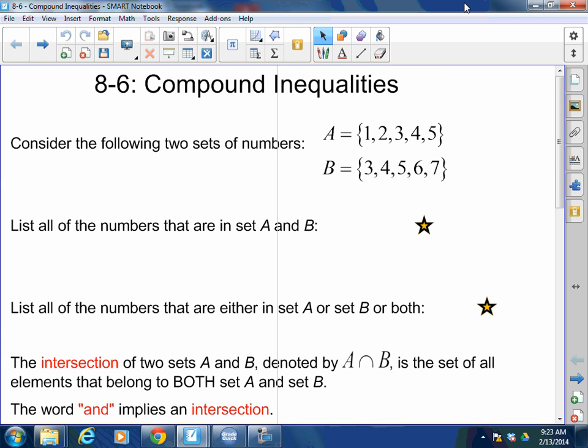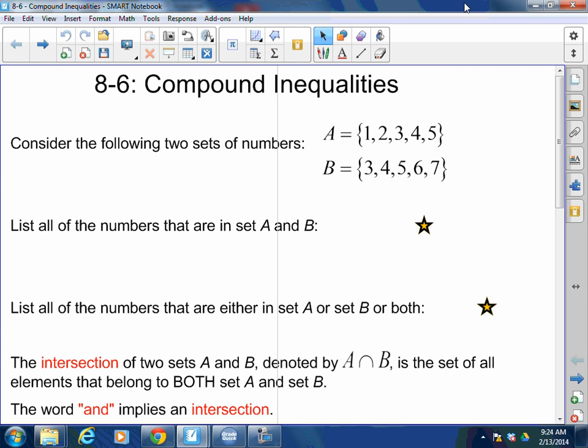Today we're going to shift gears a little bit, and we're going to talk about compound inequalities. Think about a compound word. A compound word is two words together into one, right? Well, that's what a compound inequality is. It's two inequalities combined into one. Now, before I do that, I want to talk to you guys a little bit about sets, unions, and intersections, and you're going to see how it melds into what we're talking about today.